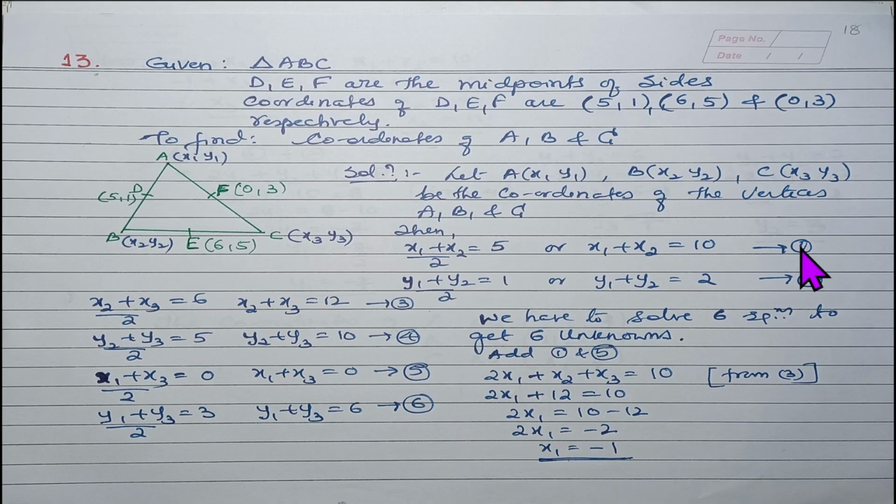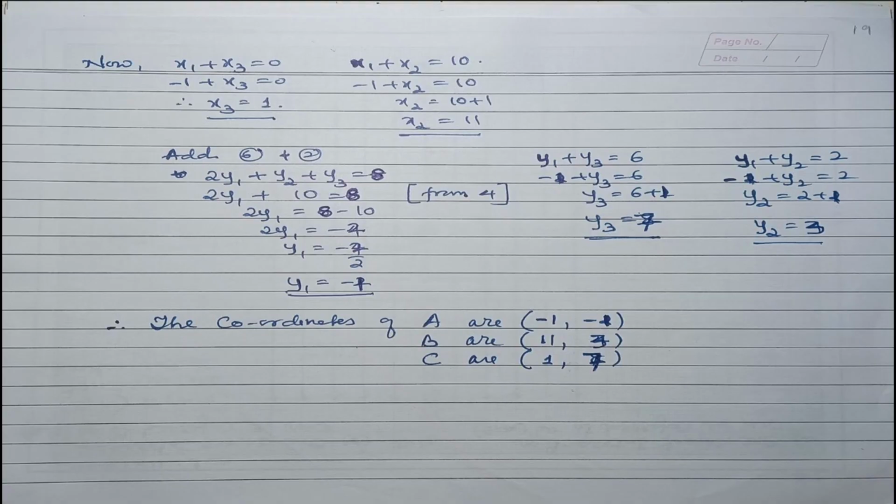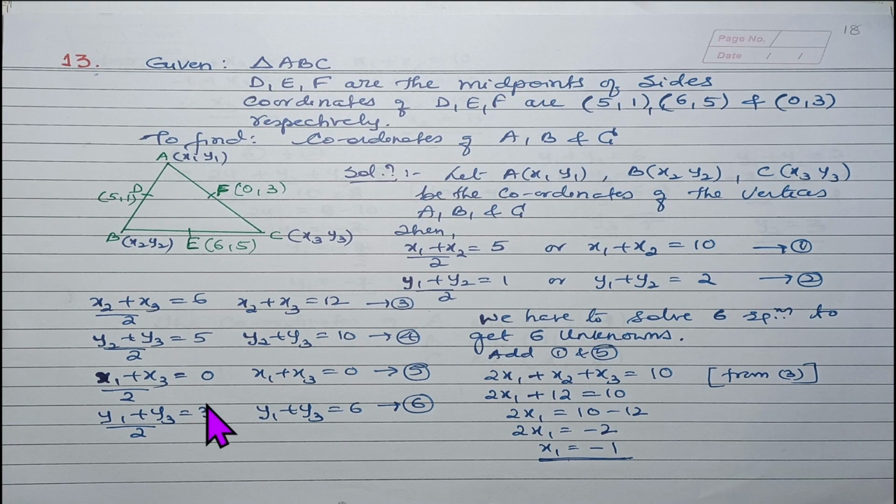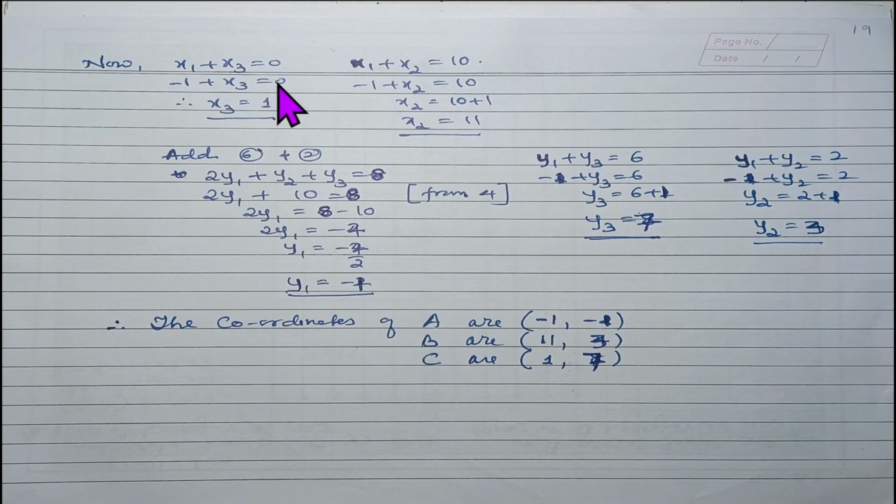In the same manner, we have to go further. Now once I get x1 is equal to minus 1, we know that x1 plus x3 is equal to 0. Already you know that. So put the value of x1 in that. Minus 1 plus x3 is equal to 0. Therefore, x3 is equal to 1. Now also we know x1 plus x2 is equal to 10. Put the value of x1 again, and we get the value of x2. So we have got x1, x2 and x3.